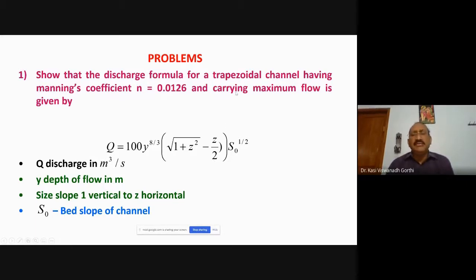The condition that is given is that it is carrying maximum flow. It is a trapezoidal channel. Maximum flow, so the condition for most economical channel section can be applied. The shape is trapezoidal. Then the Manning's coefficient is given to be 0.0126.